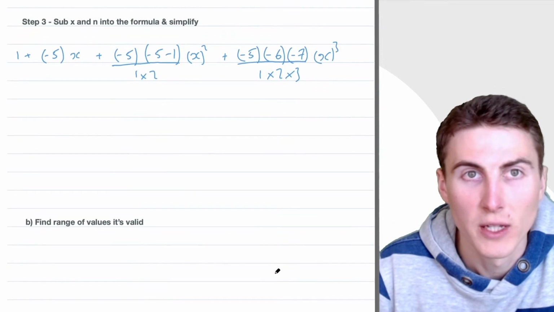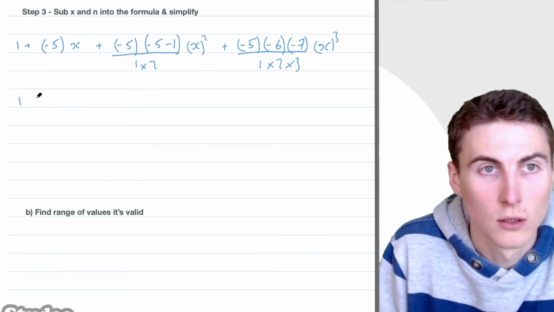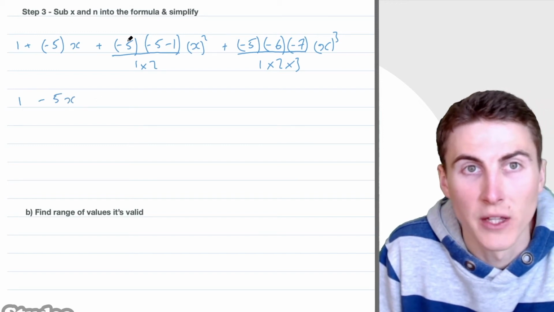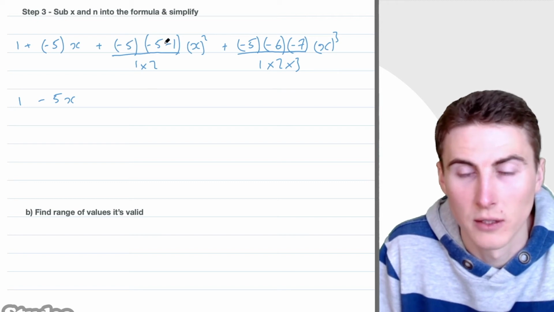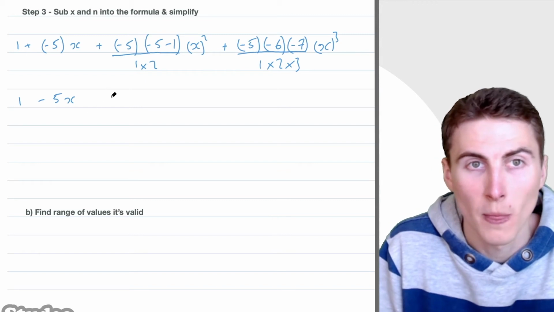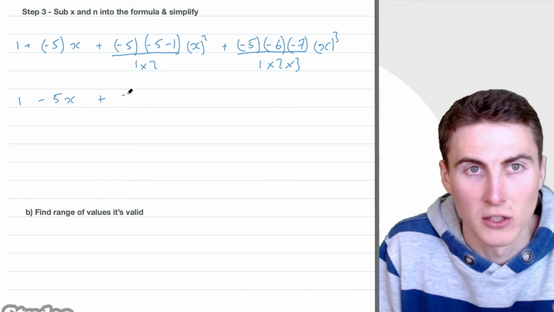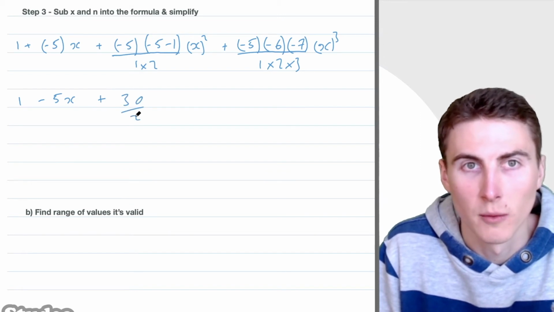So if we then simplify that, we've got a 1 minus 5x. And then here we do minus 5 times minus 6 is positive 30. Positive 30 divided by 2 is 15. So I might actually just not try and simplify those, but top bit is 30, bottom bit is 2, we get x squared.